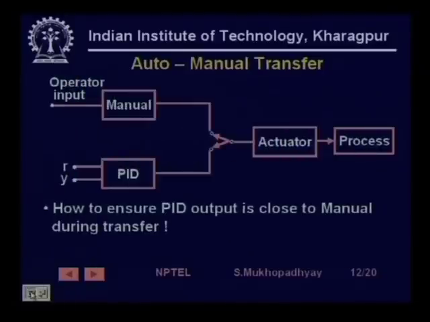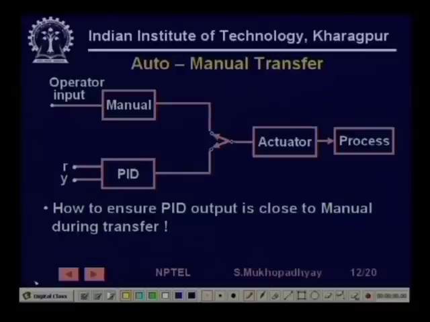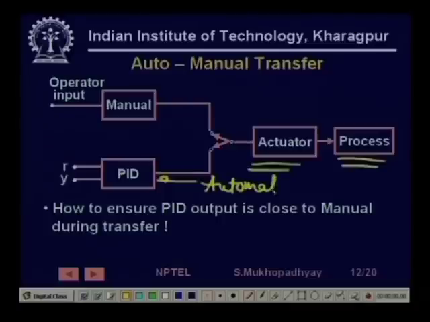So, here is the process, this is the actuator, and the input to the actuator can come either from the automatic PID controller, or from the manual input, where the operator is giving some input. And here is a switch which you can flick, so that the actuator gets its input either from the PID controller or from the manual controller.